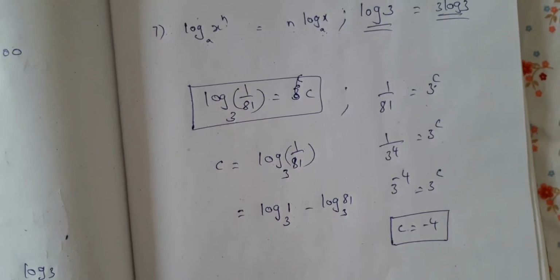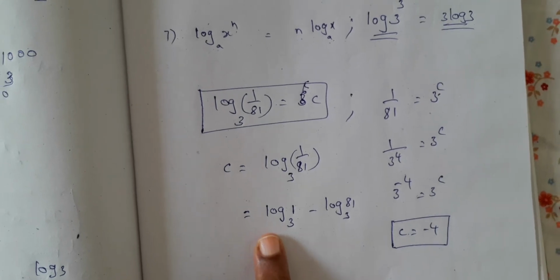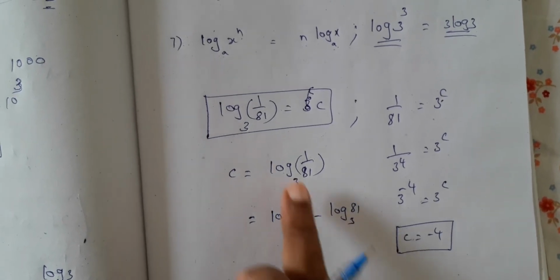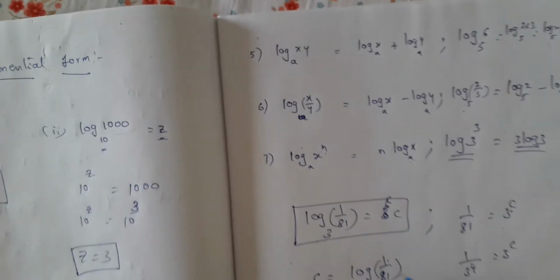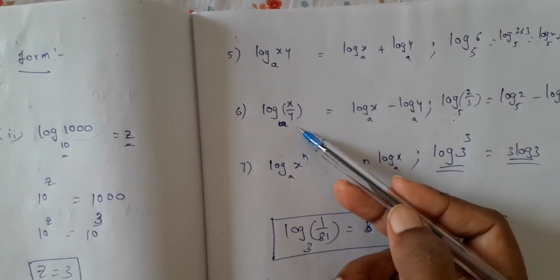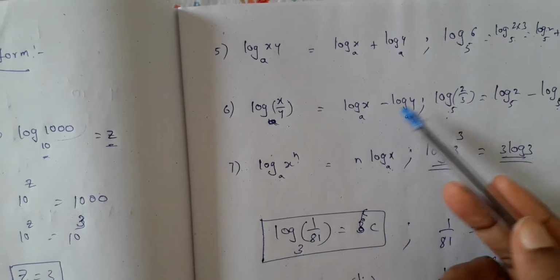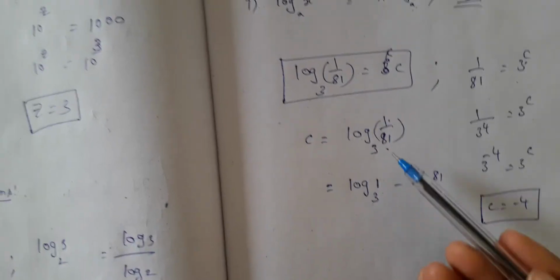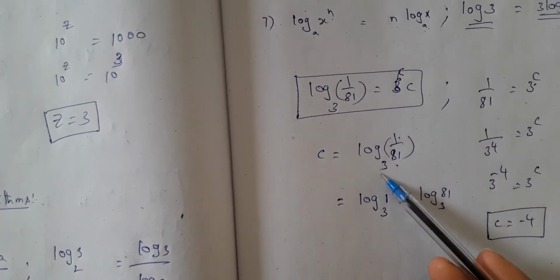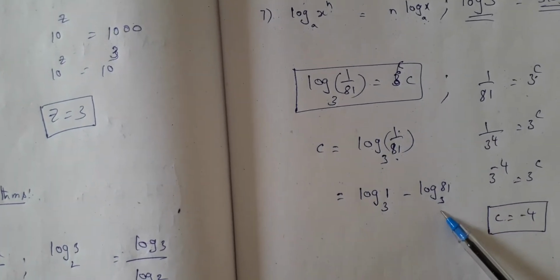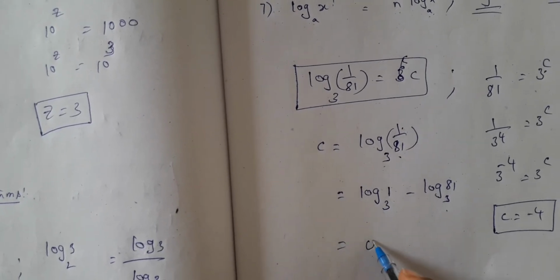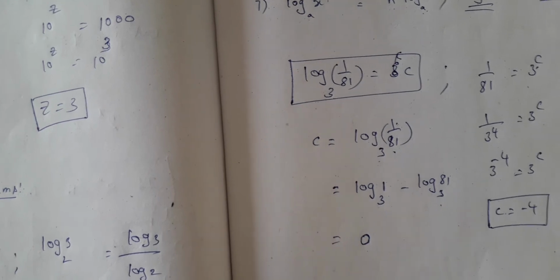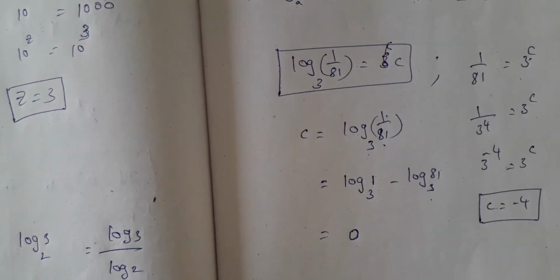So what is happening here? This is in log a by b form, or log x by y form, where you wrote it as log x base a minus log y base a. So same thing I wrote here: log 1 by 81, so log 1 base 3 minus log 81 base 3. Now log 1 to any base is 0. Log 1 is 0. Just now in the properties we learnt it.